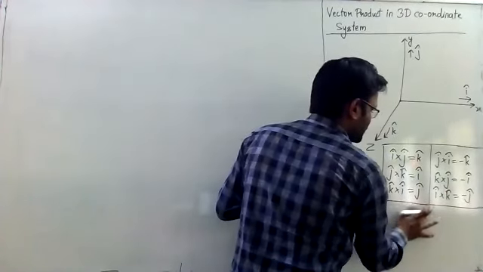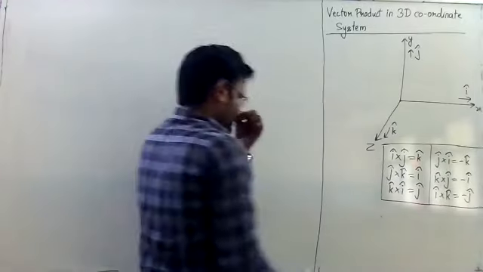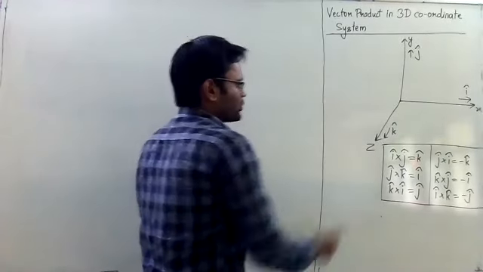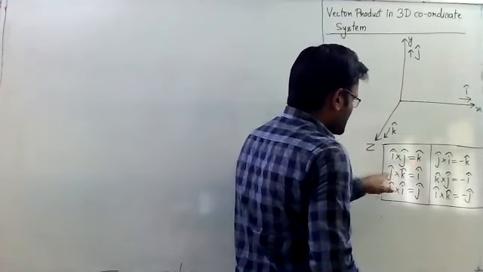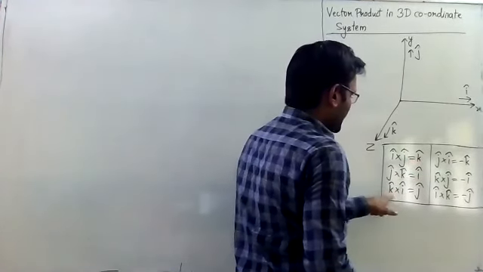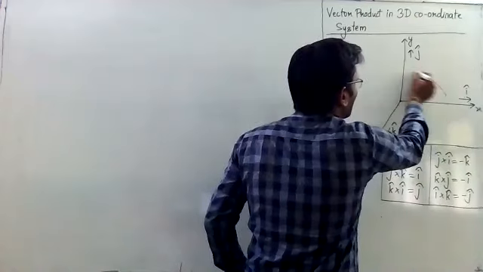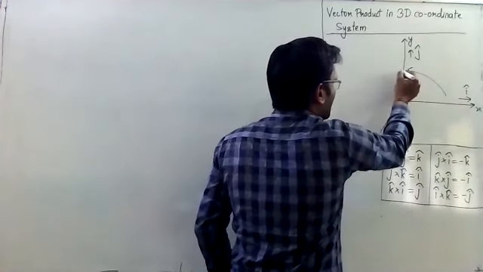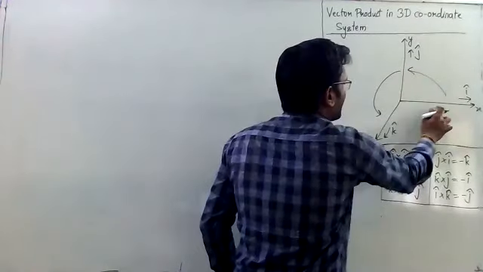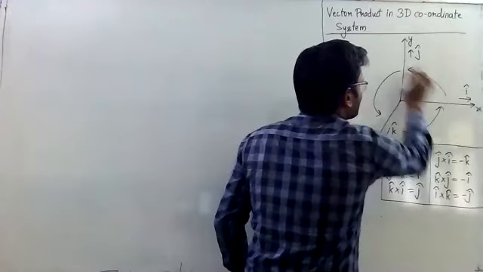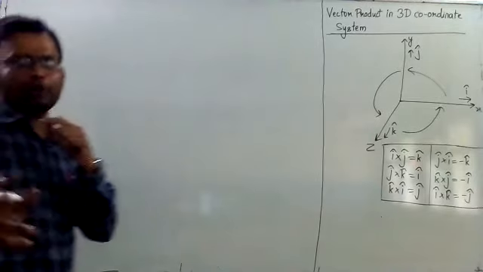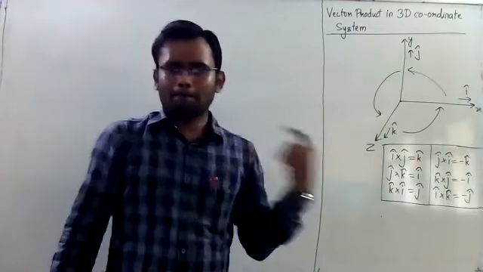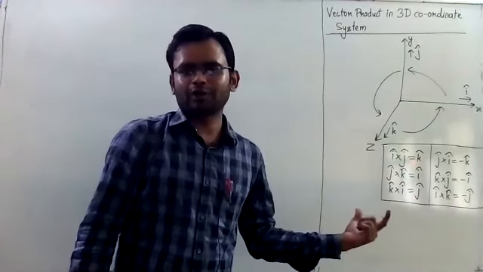So this is the whole thing I am getting here. And if I draw a cyclic rule, what is a cyclic rule? I cross j is k, j cross k is i, and k cross i is j. Am I getting that according to a cyclic rule? Okay, I am getting this along the cyclic rule.